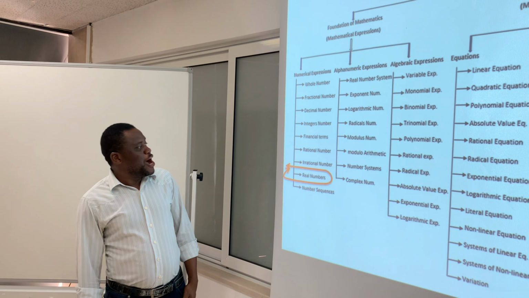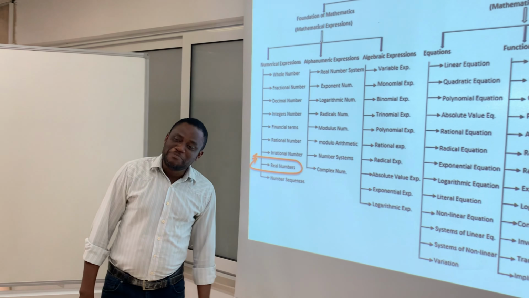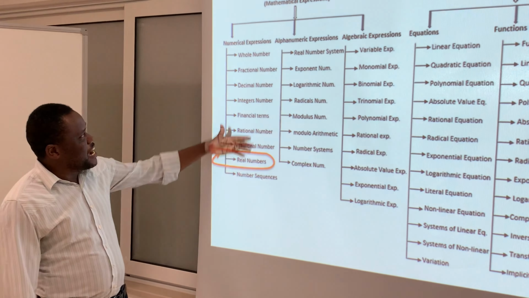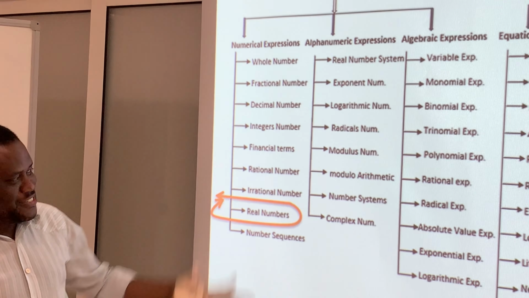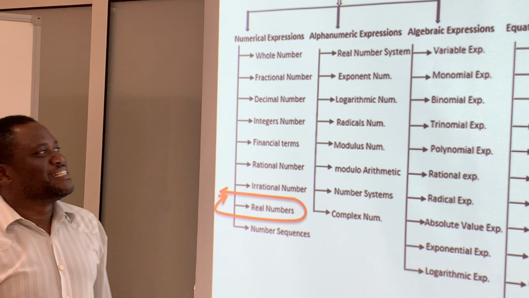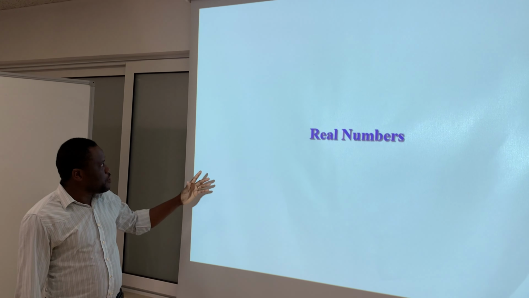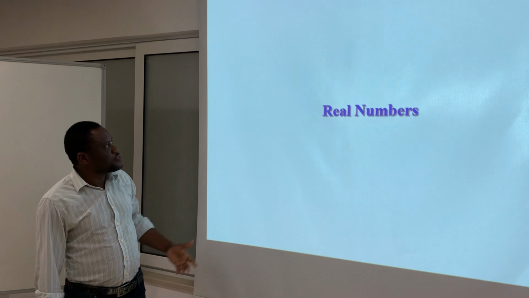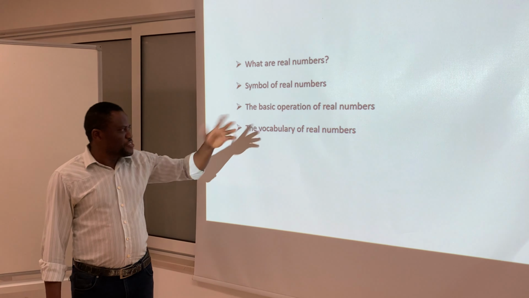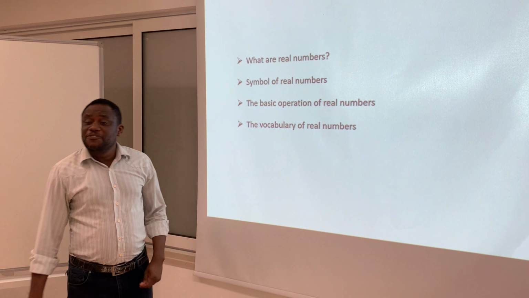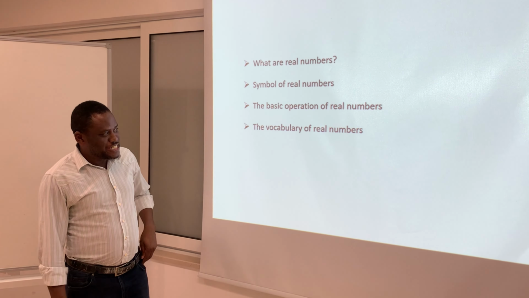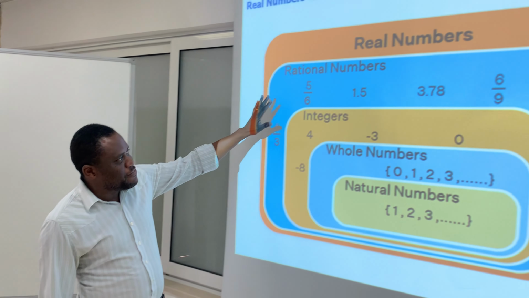Good. Now we are at real numbers, the fathers of all these numbers. So let's look at how they look. The real numbers, the symbols we use for all these numbers, the basic operations, and then the vocabulary of the number. Real numbers, you see their family.